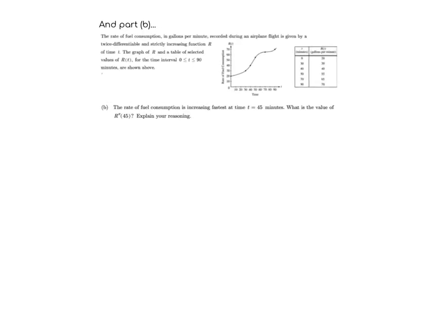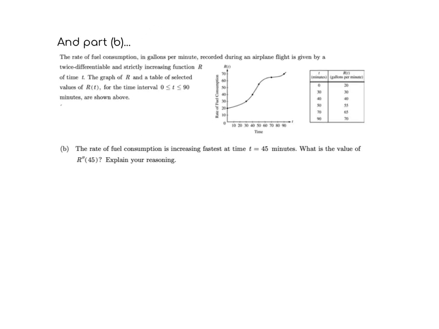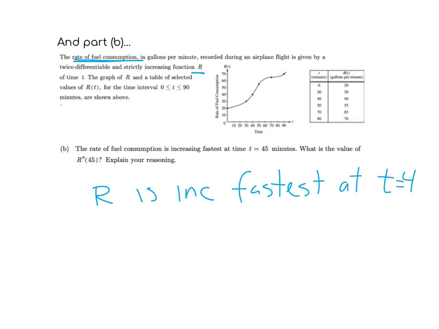All right, for part B, let's see. The rate of fuel consumption is increasing fastest at t equals 45 minutes. What is the value of r double prime? So that means that the rate of fuel consumption is r, so r is increasing fastest at t equals 45. So let's break that down.